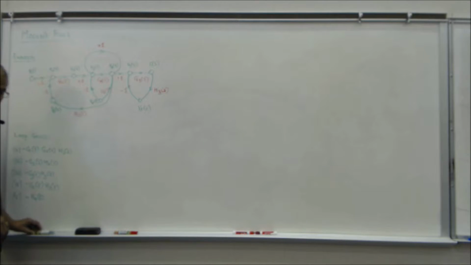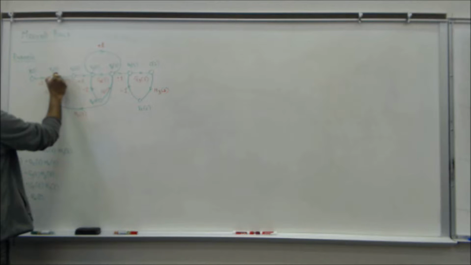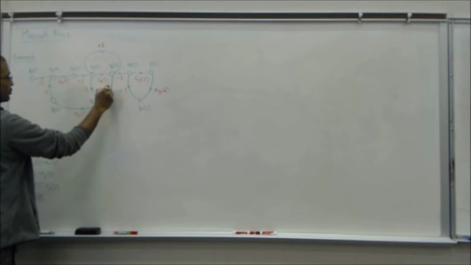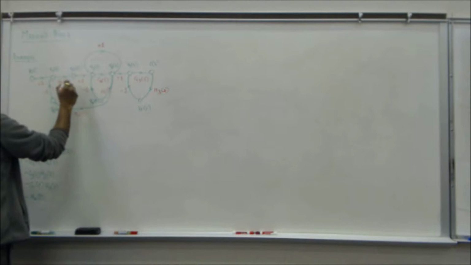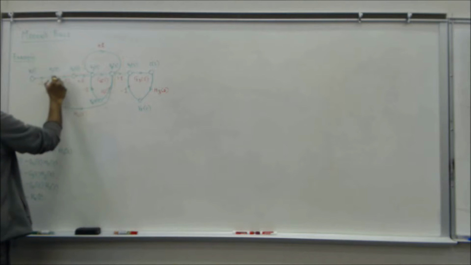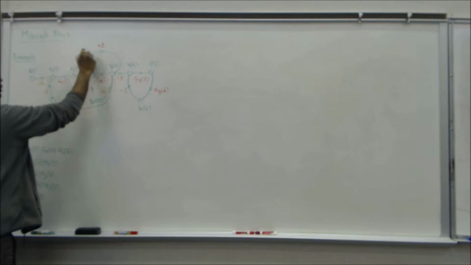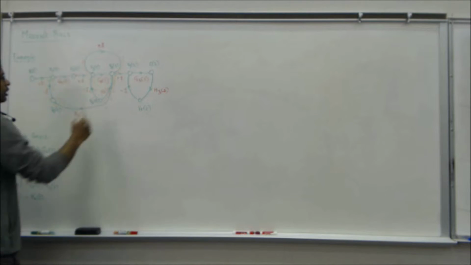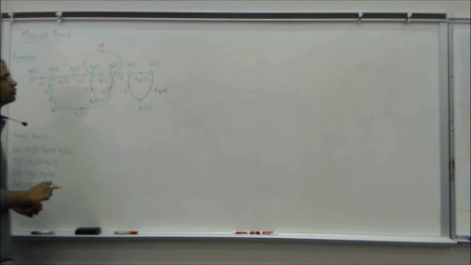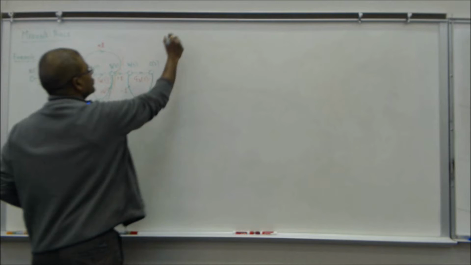So you have this. This is the first loop. This is the second loop. This is the third loop. This is the fourth loop. And then you have the fifth loop. Okay. And these loops have to start and end at the same signal. So this is the first step.